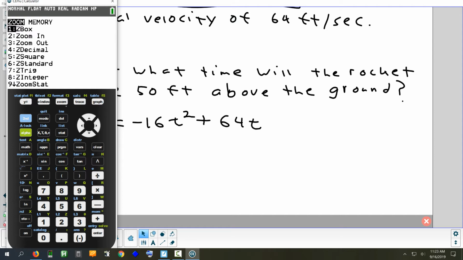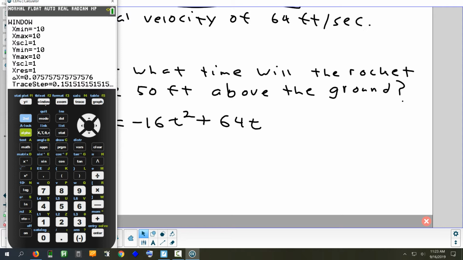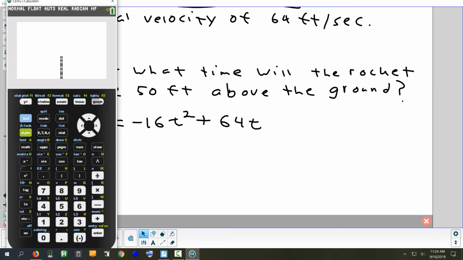Now, I'm going to do zoom 6. Is that a good window? No. What do I need to fix? Need to move it up. Yeah, I've got to go up a lot higher. I've got to go up at least as high as how much? 50. 50, because that's what we're looking for, but maybe the rocket goes even higher than that. So let's put, I don't know, 75. So there's my line at 50. There's the rocket, and that's fine.